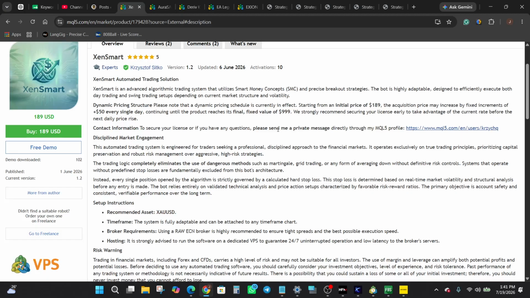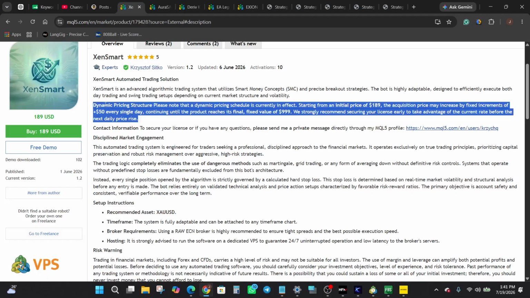All right. So right below that, there is a dynamic pricing note. We can see that here. The price starts at $189 and increases by $50 each day until it reaches a final fixed price of $999 with a recommendation to secure a license early. There is also direct contact info for licensing questions.